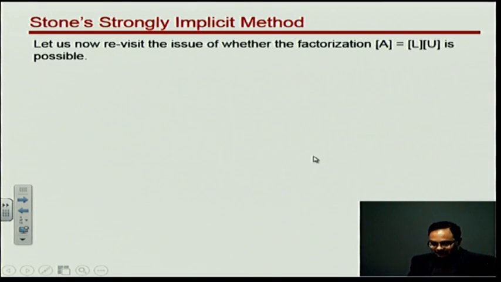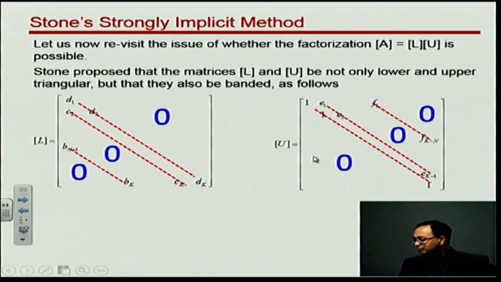So now let's revisit this issue of, is A actually factorizable into L times U? Here is what Stone proposed. Stone said that I'm not only going to propose that this is factorizable into L times U, but in addition, I'm going to propose that L and U are both banded matrices. They are not even full upper and lower triangular matrices. They each have only 3 diagonals. So this is what he proposed: make L a lower triangular matrix with just 3 bands, and U an upper triangular matrix with just 3 bands, not even full matrices.